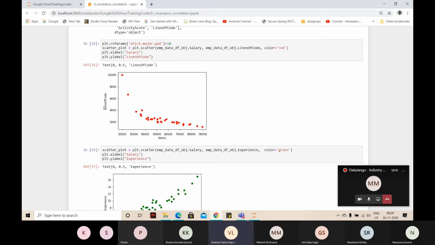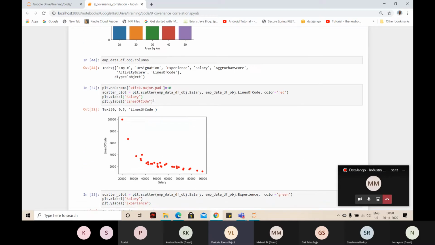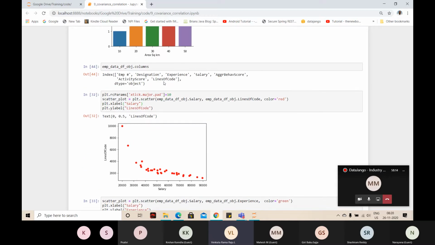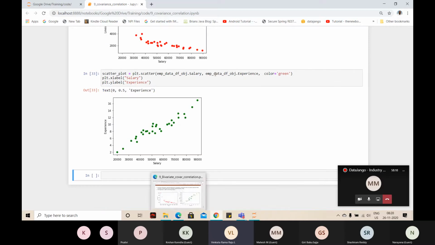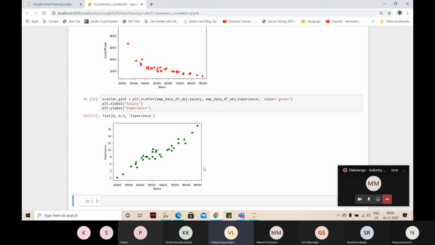Okay, so that is on the salary column. Any questions here? We are good, right?